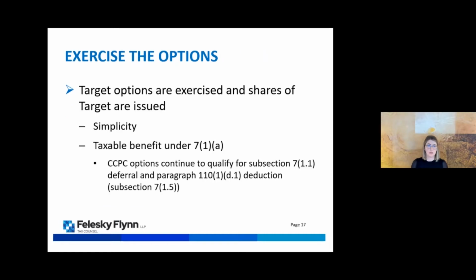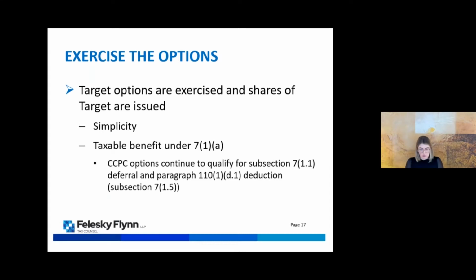So exercising the target options is typically one of the simplest ways to deal with the stock options. When that option is exercised, the employee crystallizes that taxable benefit. And for CCPCs, that income inclusion is deferred until the shares are disposed of. So where the target is a CCPC, whether this income inclusion can actually be deferred will depend on the structure of the sale transaction. If the purchaser is just paying cash for the target shares, there won't be a deferral because you will have the options being exercised and then those shares of target being disposed of in the same year. But if the purchaser is issuing shares of the purchaser as consideration for acquiring shares of the target, there could be a deferral.